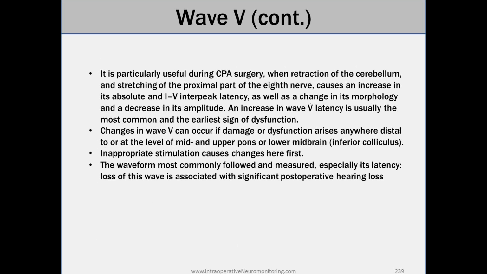It is particularly useful in CPA surgeries when retraction of the cerebellum and stretching of the proximal part of the 8th nerve causes an increase in its absolute and wave 1 to wave 5 interpeak latency, as well as changes in its morphology and a decrease in its amplitude. An increase in wave 5 latency is usually the most common and earliest sign of dysfunction. Changes in wave 5 can occur if damage or dysfunction arises anywhere distal to or at the level of the mid and upper pons or lower midbrain inferior colliculus. Inappropriate stimulation causes changes here. First, it's the waveform most commonly followed and measured, especially its latency. The loss of this wave is associated with significant post-op deficits. So wave 5 is our go-to wave when we're deciding if the patient is going to have some kind of problem or not.